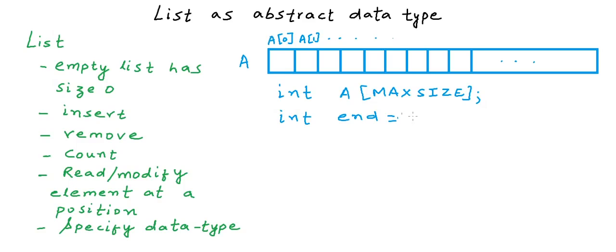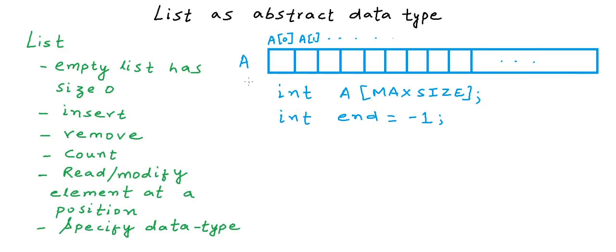So if the list is empty, we can set this variable as -1, because the lowest index possible is 0. So if end is -1, the list is empty. At any time, a part of the array will store the list.